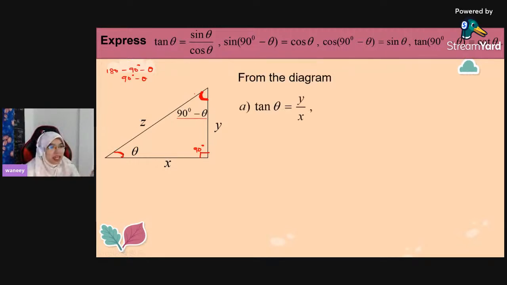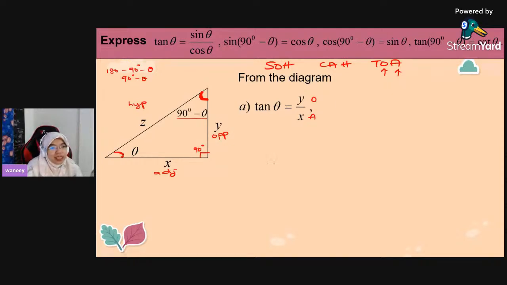Okay, so from the diagram, if we are talking about tangent theta, tangent is actually opposite over adjacent. So if we are looking at theta over here, then y is the opposite, x is the adjacent, and z is the hypotenuse. So tangent theta is y over x, because this is opposite over adjacent.